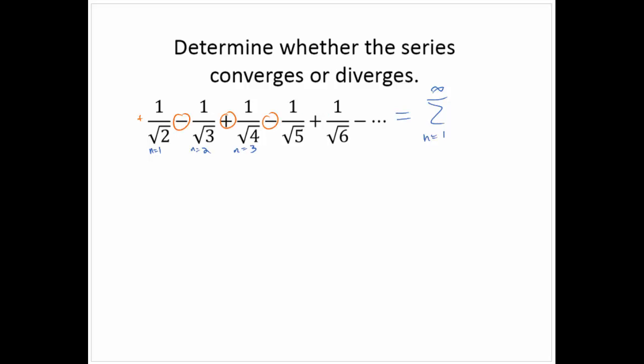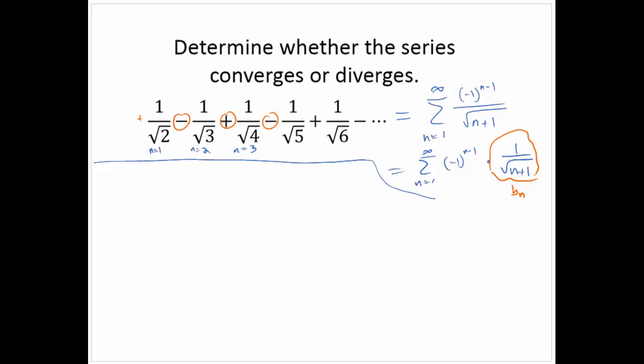So I'll put a negative 1 to the n minus 1 because it's starting with a positive. And everything else in the numerator is 1. That's not changing. But in the denominator, we have a square root, and it's not just square root of n, but the square root of n plus 1. And so I can think of that as sigma n equals 1 to infinity of negative 1 to the n minus 1 times 1 over the square root of n plus 1, and I will use that. That's my b sub n that I will consider for the alternating series test.